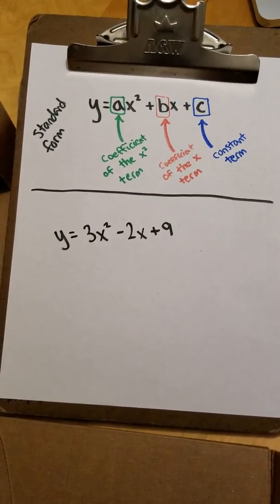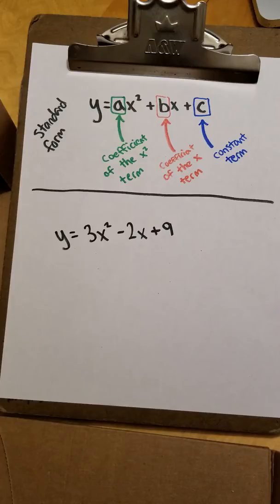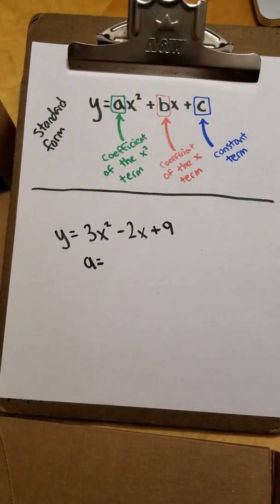Here is a quadratic function, y equals 3x squared minus 2x plus 9. What are the a, b, and c of this quadratic function? Remember, a is the coefficient of the x squared term. In this case, it's 3.